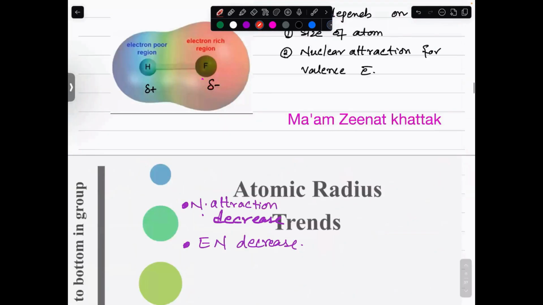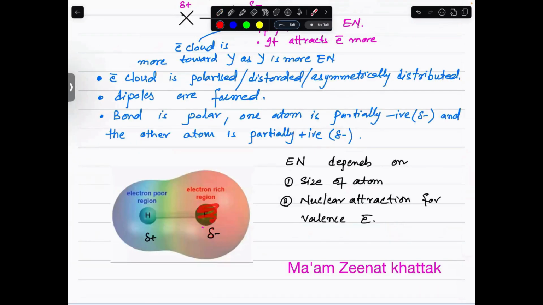Now, look, fluorine is more electronegative. It attracts the electron more. It's an electron-rich region, the other is electron deficient. So this is partially negative. This is partially positive. The sign is slight, not full negative.